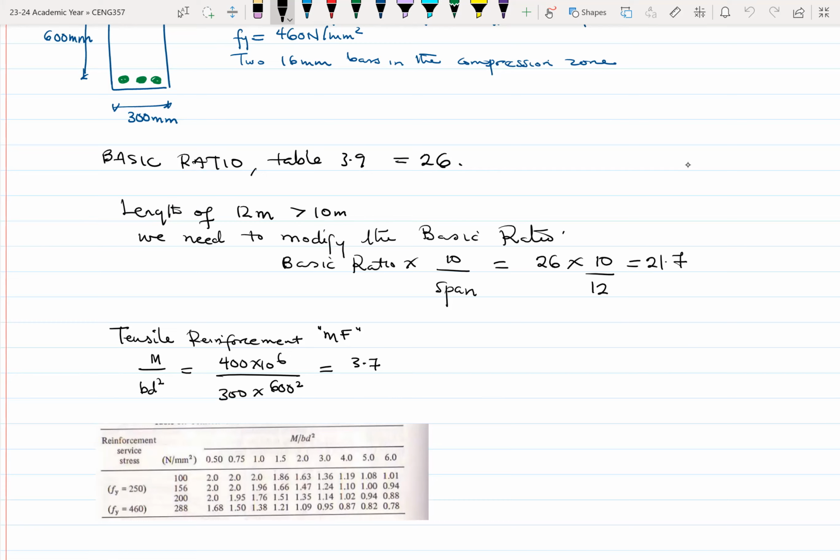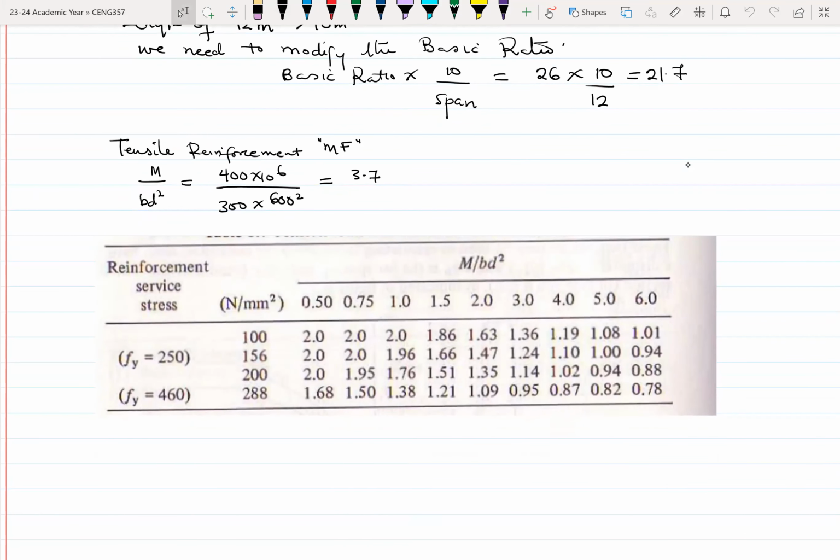Okay. So let me use this table. This is like table 3.10. All right. Okay. Great. So if we come to this table, sorry, the tensile table, we have 3.7. Our FY is 460, so it means that we will be looking at this zone.